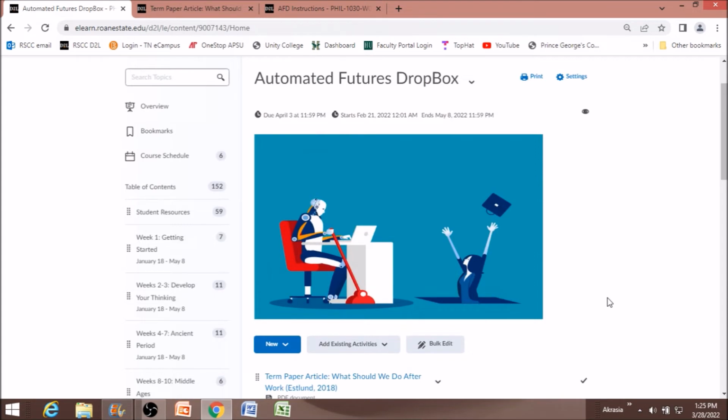So what's the Automated Futures assignment about? This particular assignment lays the groundwork for your term paper. You'll primarily be interacting with an article by Cynthia Estland entitled, "What Should We Do After Work?" So, in working on this exercise, you'll be laying the foundation, the groundwork for your term paper later. So you're actually working on your term paper now by doing this exercise. So the more work you put into this now, the better off you'll be later.